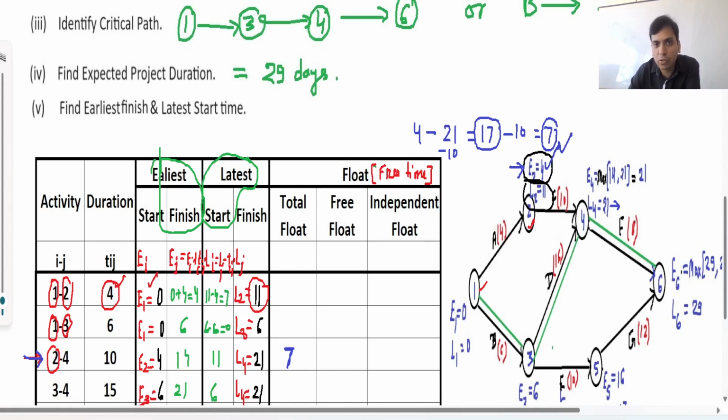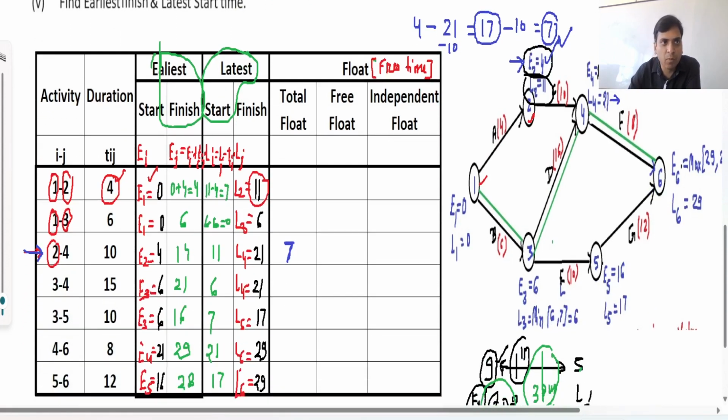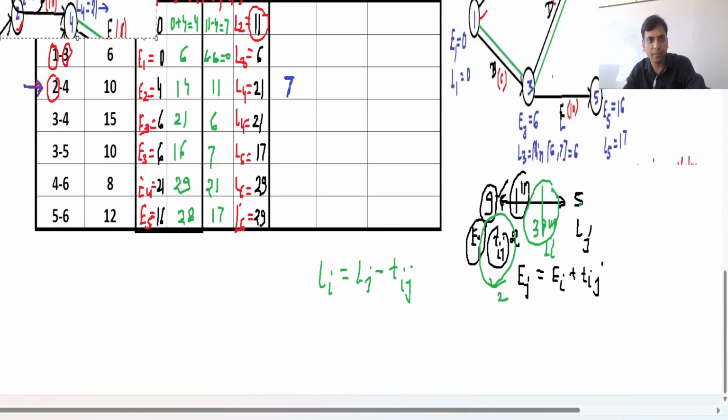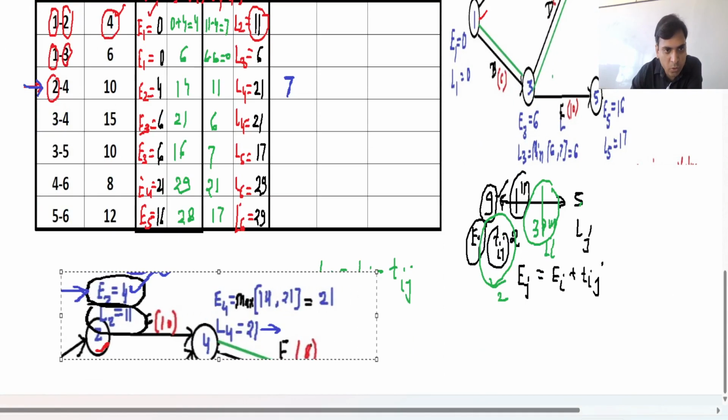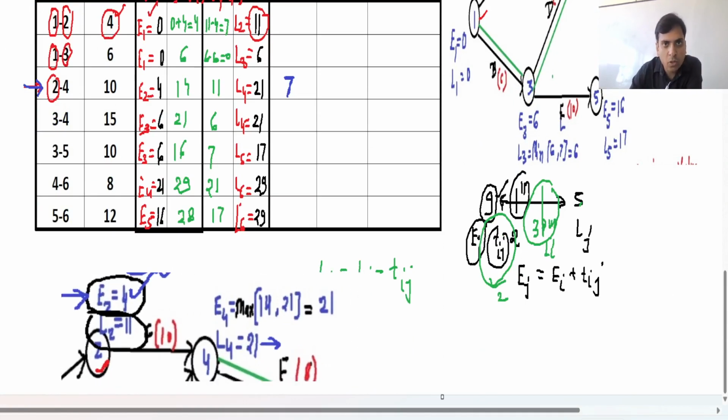Now we are talking about free float. So I am copying this 2 to 4 activity, only the 2 to 4 activity especially, to explain this concept of free float and total float. So this is the activity 2 to 4. In this 2 to 4, you will see this is the starting point of the activity. This 2 node is the starting point, so this is considered as the tail of the event. And this is the end point, so this is considered as the head of the event.